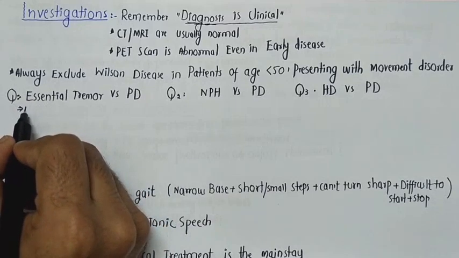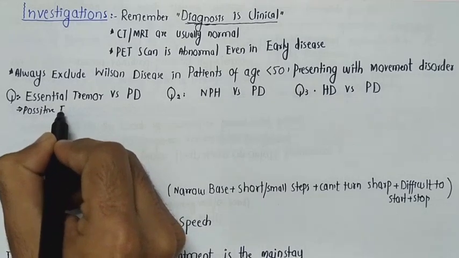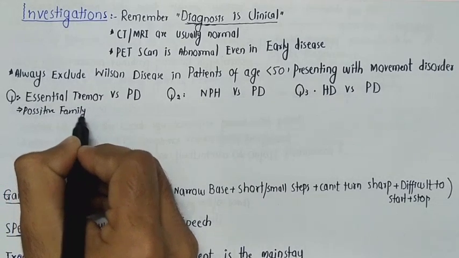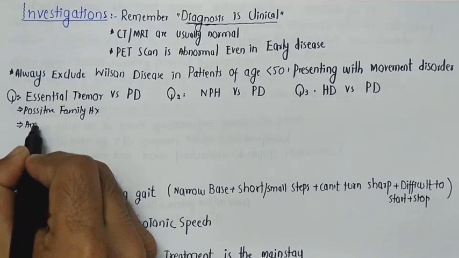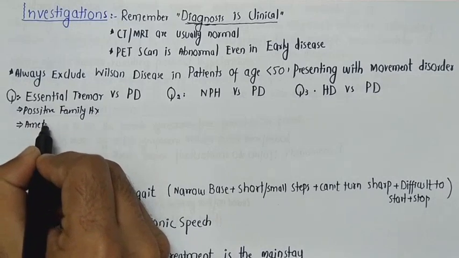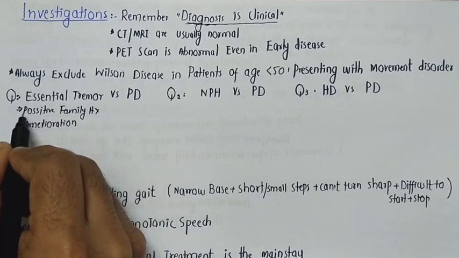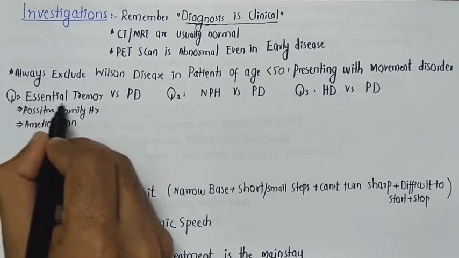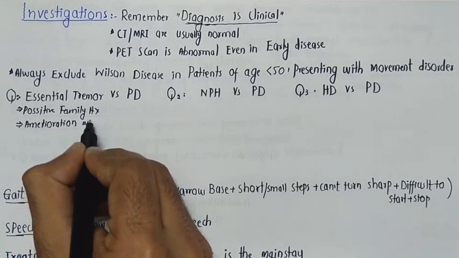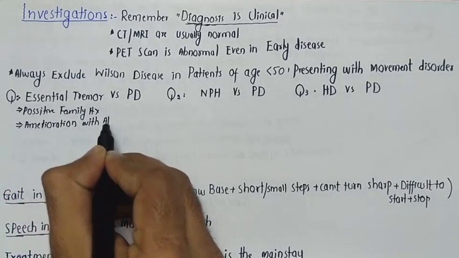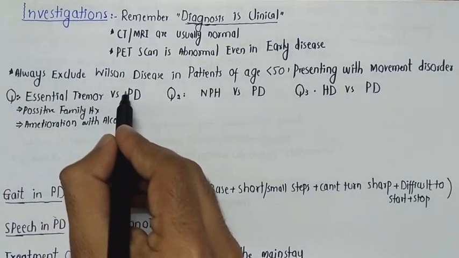A positive family history, and amelioration of tremor with alcohol. Essential tremor usually ameliorates with taking alcohol. So positive family history and amelioration with alcohol, these two features differentiate essential tremor from Parkinson's disease.